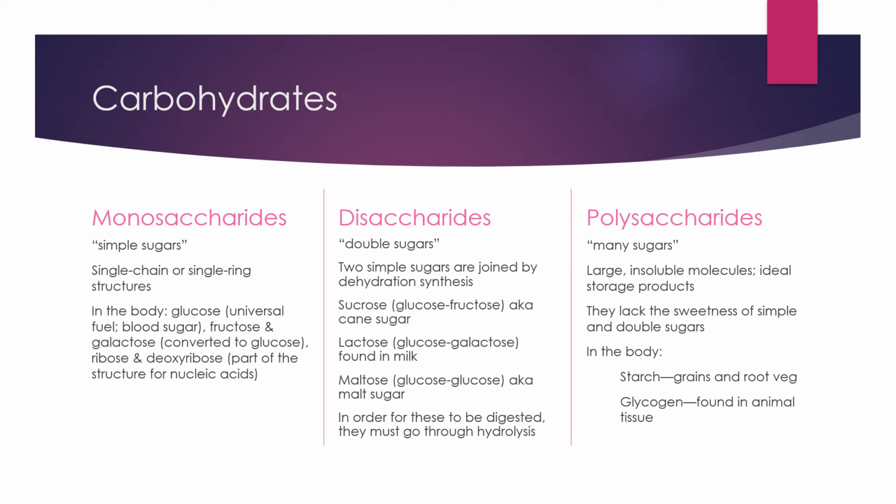nucleic acids. Disaccharides, double sugars, two simple sugars joined by dehydration synthesis. You have sucrose, which is glucose and fructose together, which is cane sugar. Lactose, glucose and galactose together, found in milk. Maltose, glucose with another glucose, malt sugar. And in order for these to be digested, they must go through hydrolysis, so water added. Polysaccharides, many sugars, large insoluble molecules, ideal storage products, aren't very sweet. In the body, it's starch, grains and root vegetables, and glycogen, which is found in animal tissue.